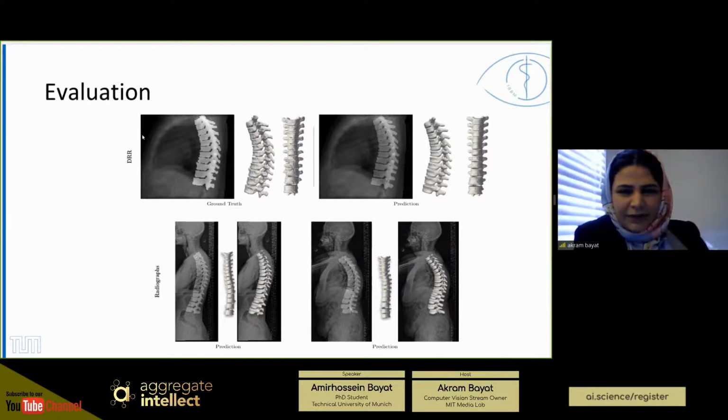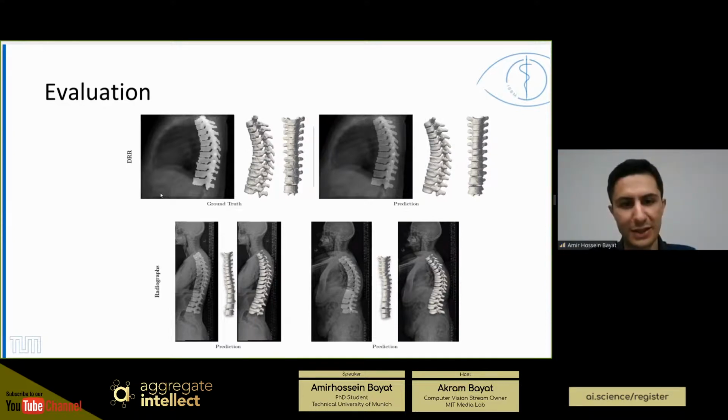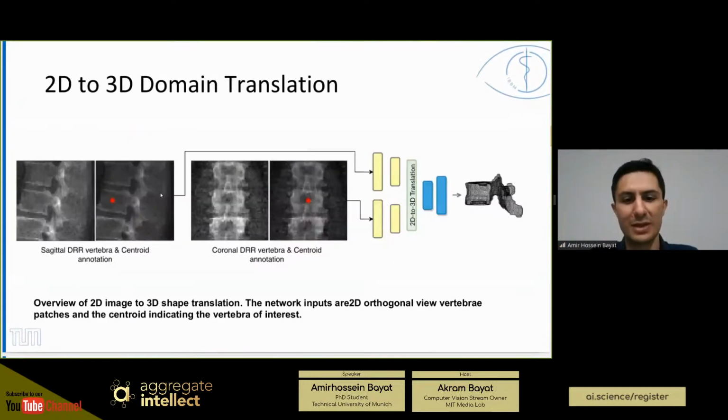And regarding the annotations, why did you choose vertebral centroid as input annotations? Yeah, that's an interesting question because, as I mentioned, we have used only the centroids, which is a disc with a radius of 1.